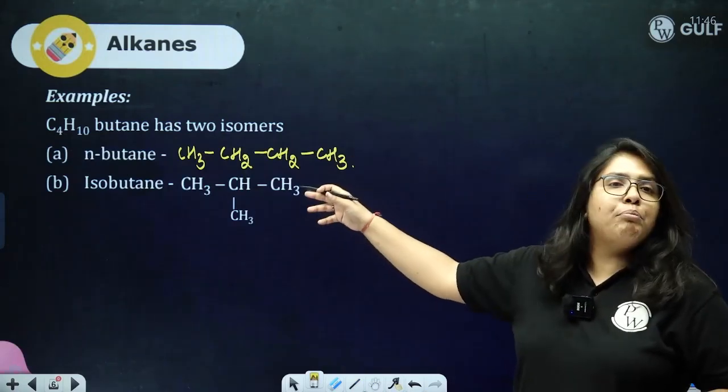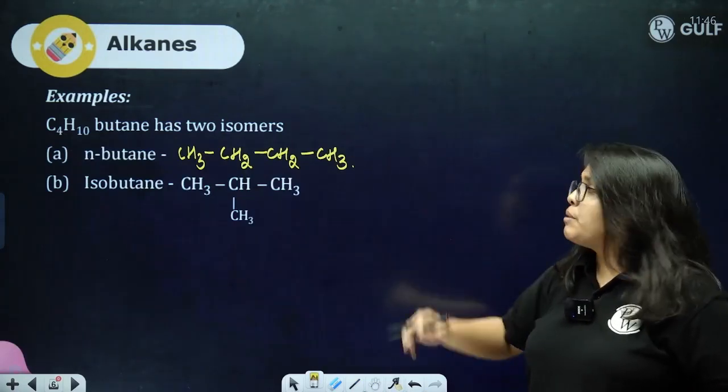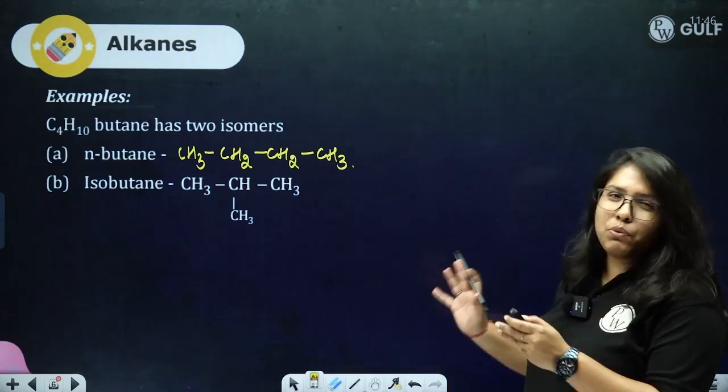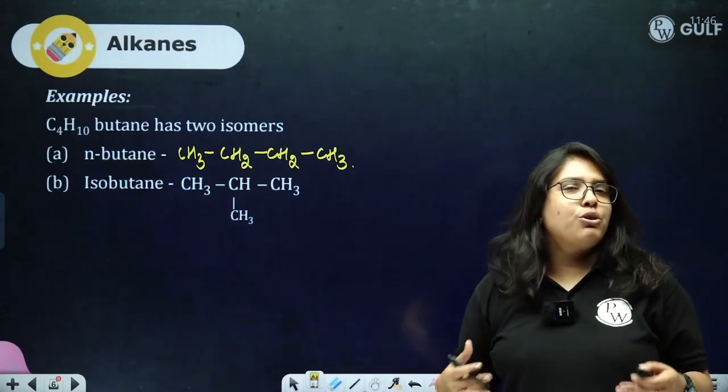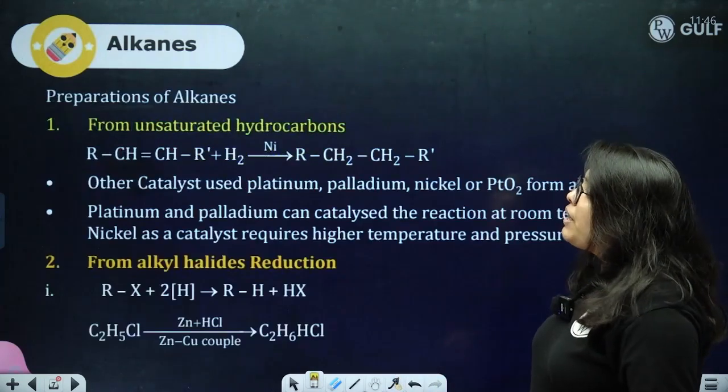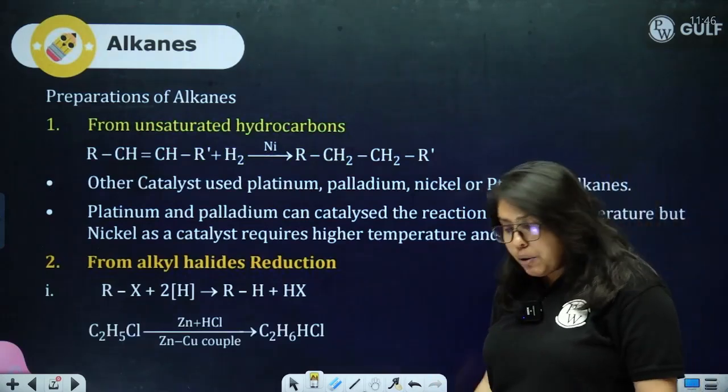These are the examples of chain isomers. Now, moving on. So this is with respect to isomerism. I hope you know what isomerism is. Now, preparation of alkanes. It is very important.